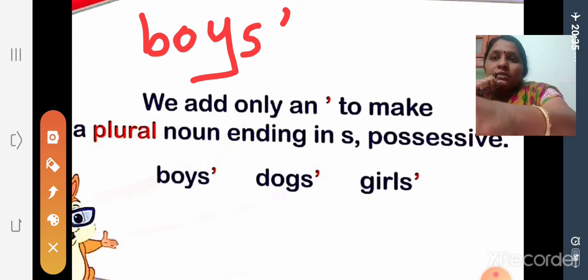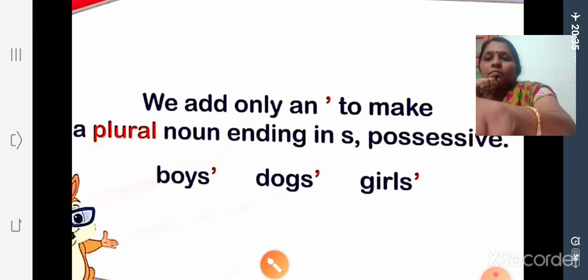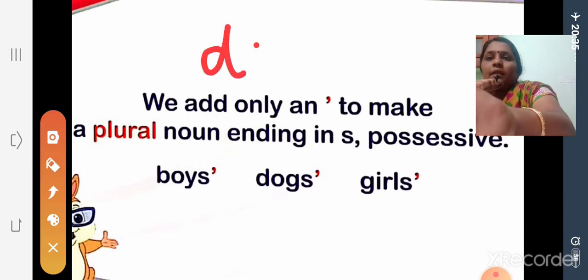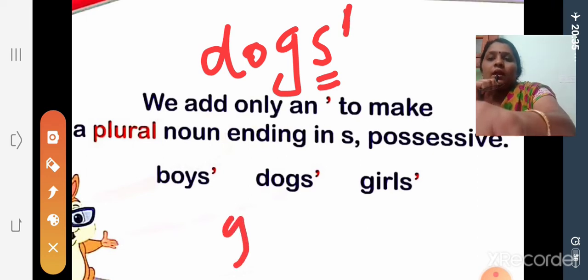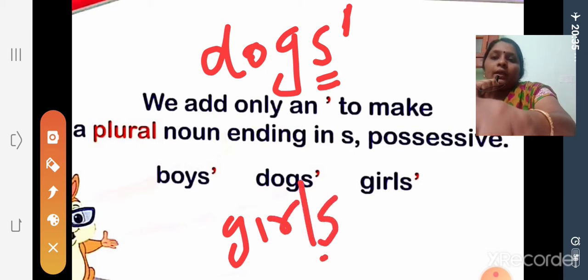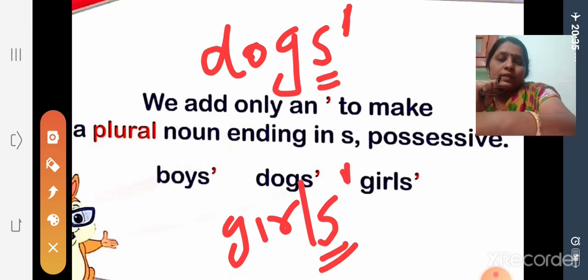So after s we have to put an apostrophe here. So we add only an apostrophe to make a plural noun ending in s possessive. So here, dogs. This word already ends in s, so there is no need to add apostrophe s, just add an apostrophe only. Similarly girls. Girls also ends in the letter s, so add only an apostrophe. That is another rule.